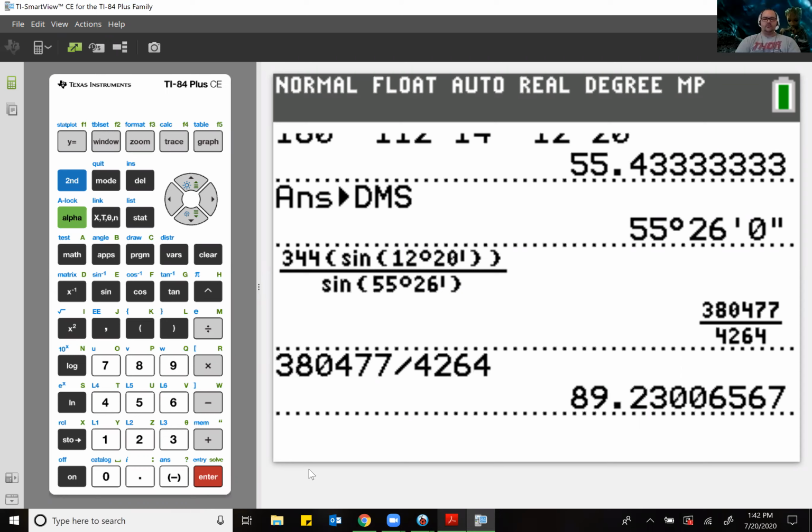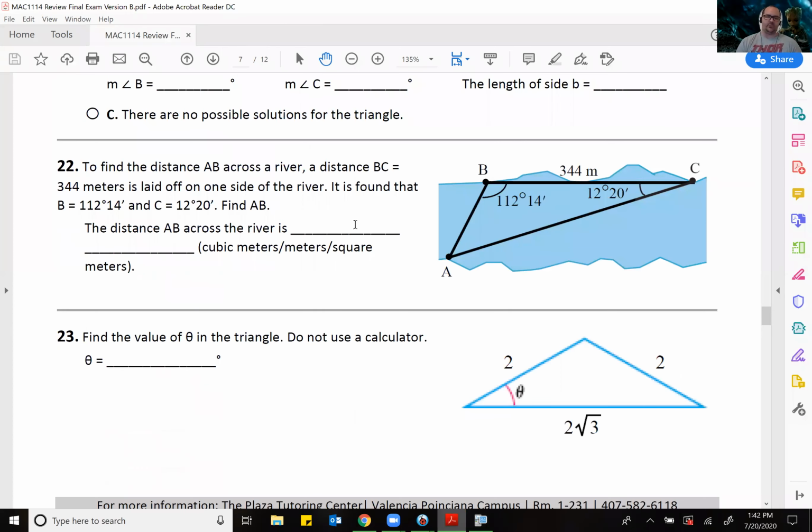Okay. So on this one, you got to put in your number, which I think it wants you to round to the nearest whole number, if I remember correctly from exam 3. And then cubic meters is for volume, meters is what we want, square meters is for area. So just when you're looking at this, know that you'll have to pick meters for this. Okay, so 89 is the answer, meters.